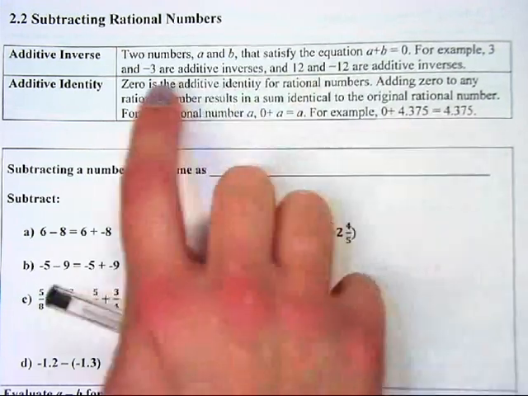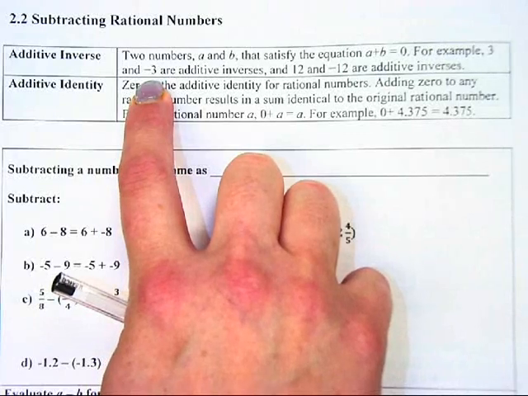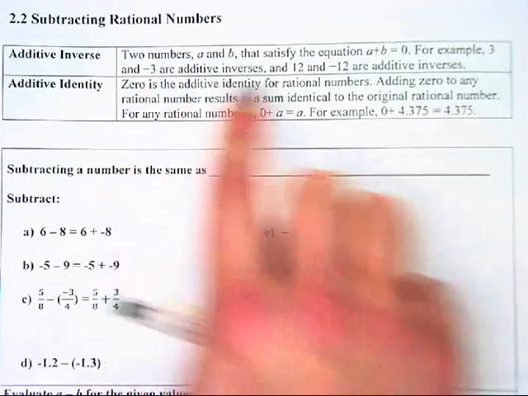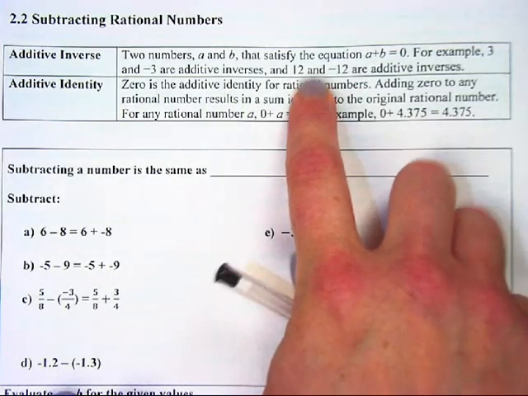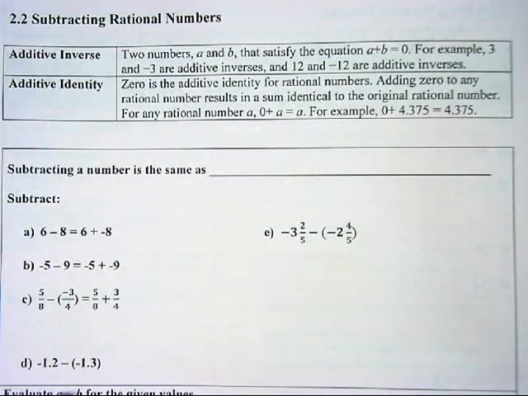For example, 3 and negative 3. When I add 3 and negative 3, I get 0. 12 and negative 12. When I add those together, I get 0. So 12 and negative 12 are additive inverses.